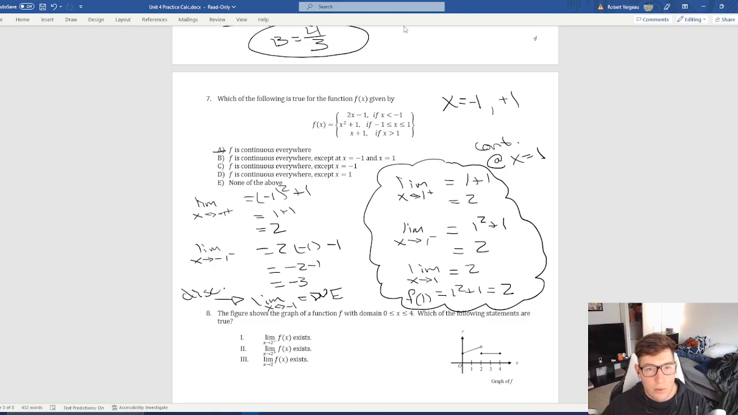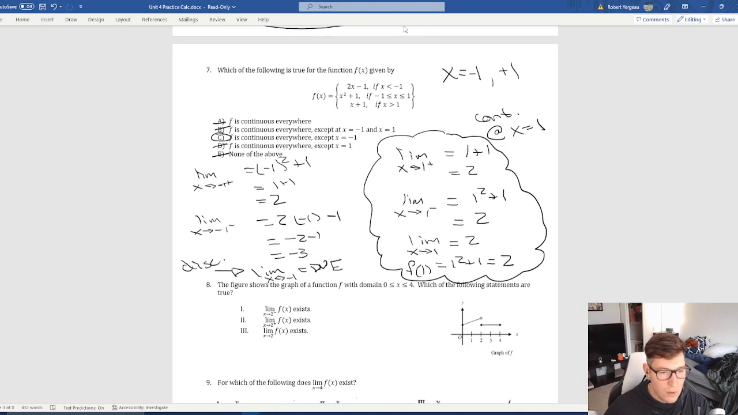And so, given what we know, this function is continuous everywhere except at x equals -1. And so that means that B is not it, D is not it, and E is not it, and that C is correct. f of x is continuous everywhere except x equals -1, because at -1, the limit doesn't exist.